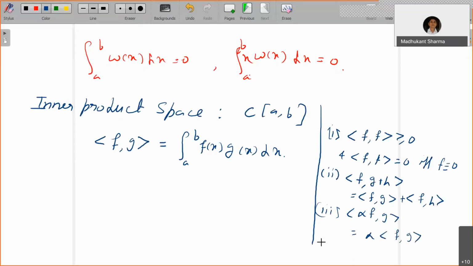Okay, and fourth, we are talking about only on R. Alpha is in R only, so we are talking about R only. So f comma g or g comma f, both are the same thing. That is a symmetry.